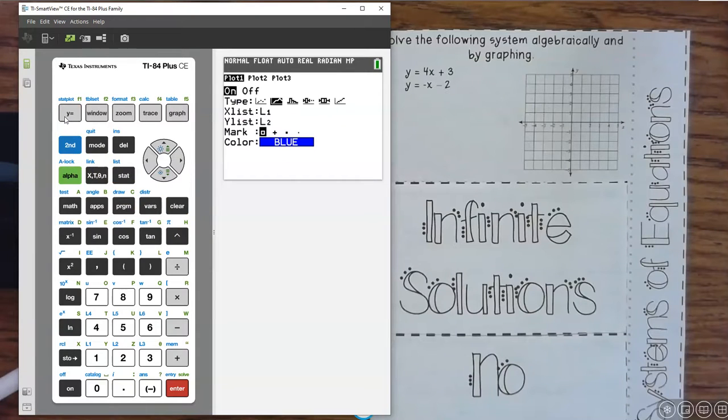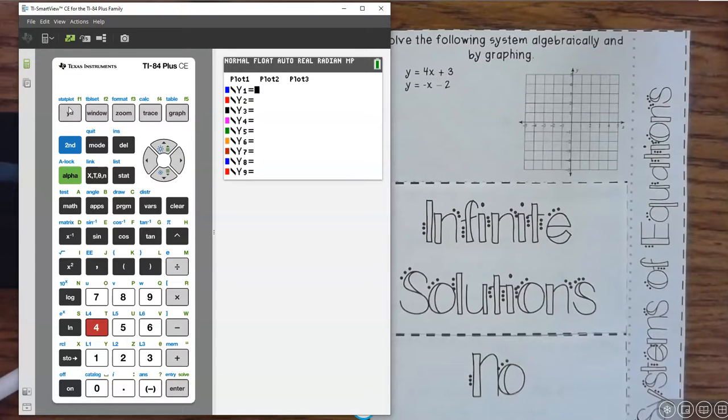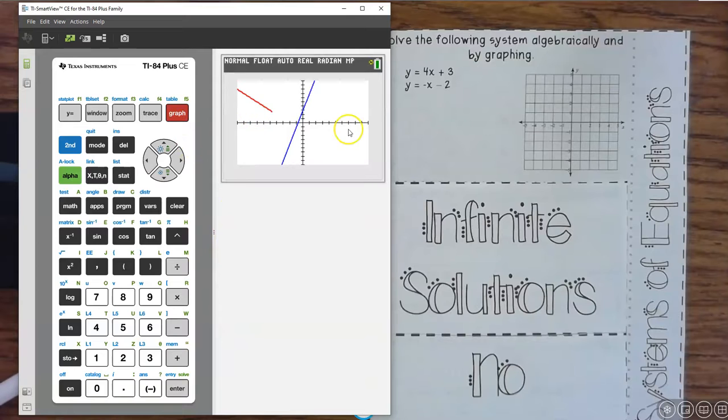So let me turn my stat plots off, and we'll go into y equals. So I can type my equations in here, 4x plus 3 and negative x minus 2. If I graph these, especially on the TI-84, you need to make sure that you can see where the lines cross. And once that happens, second trace 5, and then you can hit enter 3 times, and it gives you an ordered pair, -1, -1. That is the solution to that system.